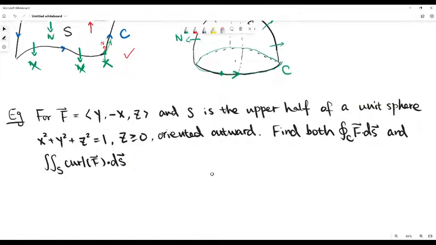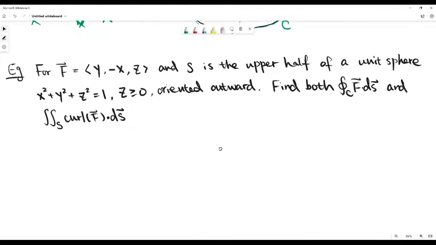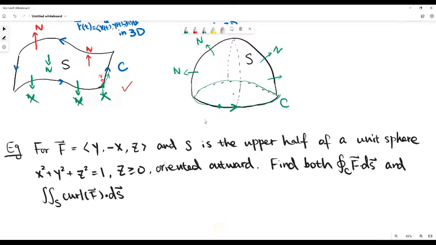I have a vector field here, F, that's y, negative x, z, right? And then my S is the upper half of the unit sphere again, right? So that's my second picture here. My S is this upper half of the unit sphere, which means my C is this circle on the base. That would be a unit circle, right? And it's oriented outward, just like my picture. Now we want to compute both the line integral and the surface integral.